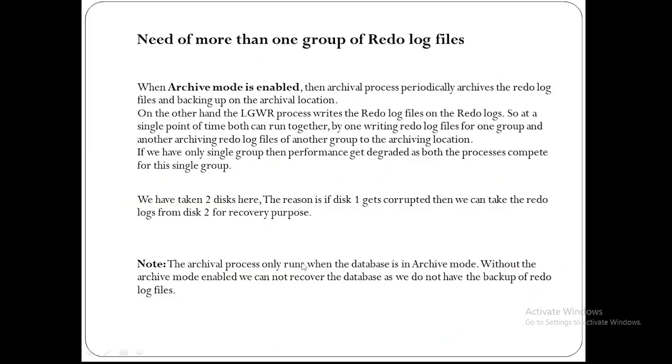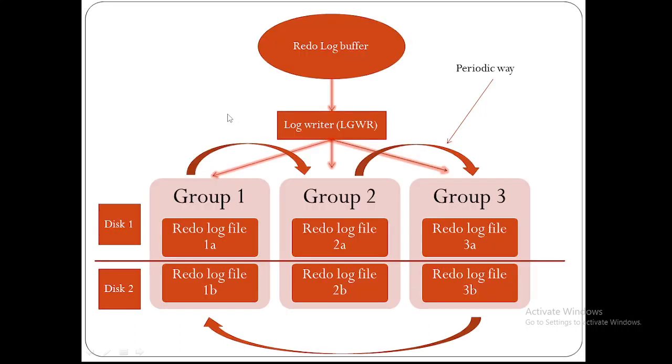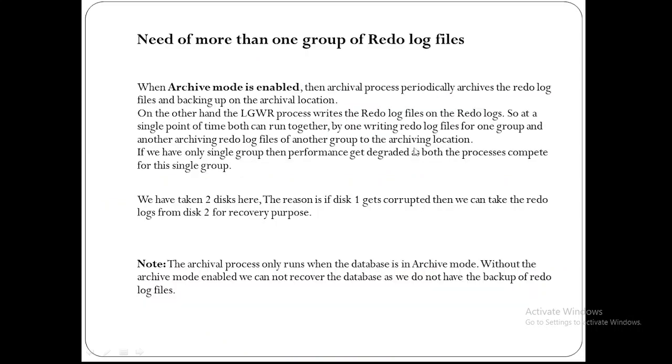The archival process only runs when the database is in archive mode. Without archive mode enabled, we cannot recover the database, as we do not have a backup of the redo log files. Redo log files are always there, in both archival mode and no archive mode, but the backup of these, when we place them in the archive location, can be taken only when the database is in archival mode.